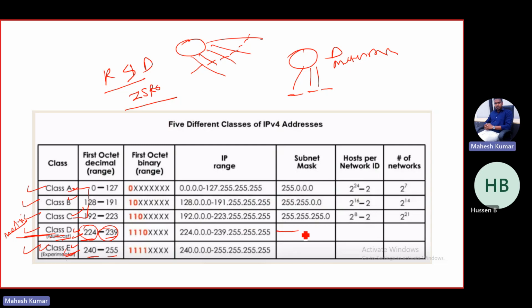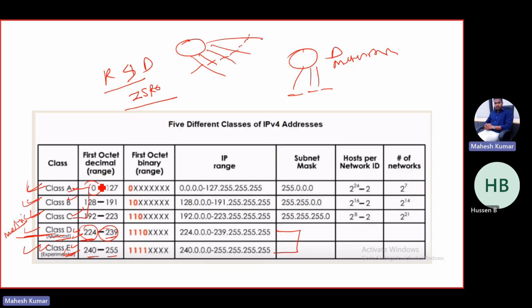So these three IP classes are what we are going to use in computer networking. Are you there, Hussein? Yes. So these three IP classes we are going to use, and we will discuss only these three.